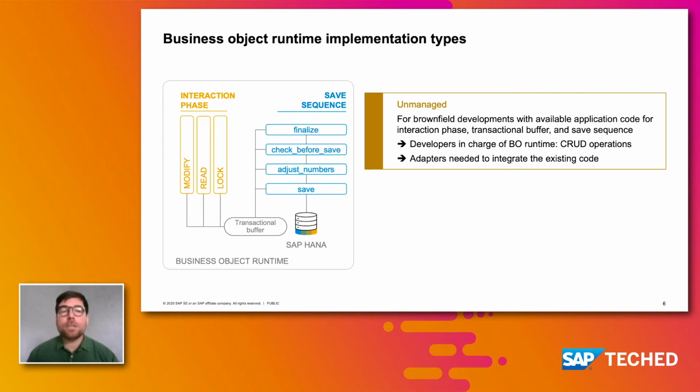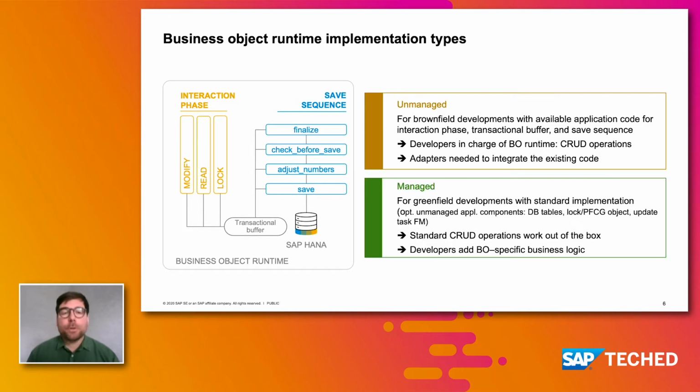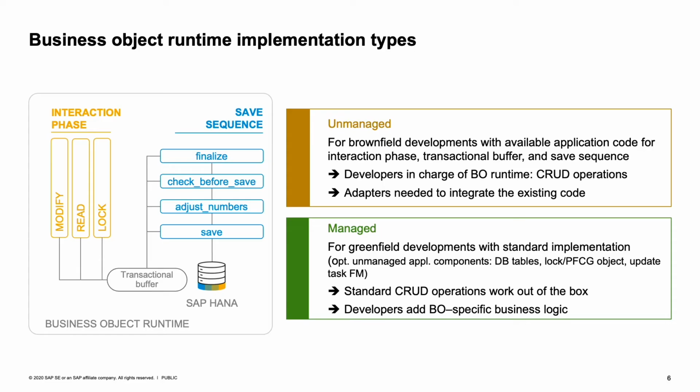Now it's important how the business object runtime looks. For example, a managed BO can support the greenfield scenario, and an unmanaged BO is exactly fulfilling the use case of integrating existing application coding. So, for the brownfield scenario, where the application coding already exists, an application developer can implement create, read, update, delete, lock, and the save sequence by delegating to the existing application code.